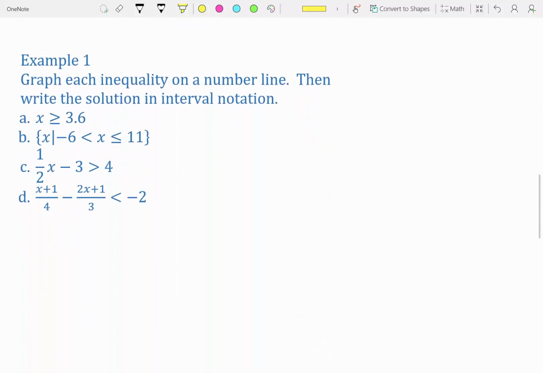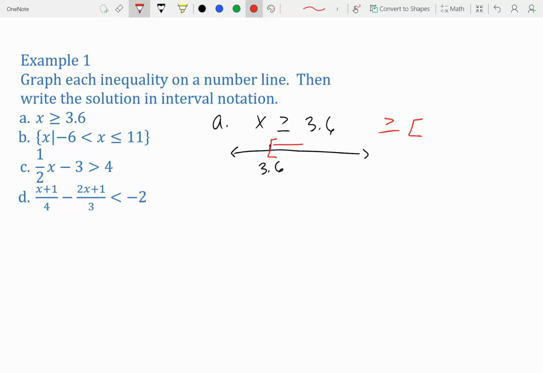Moving on to example 1. Example 1 wants us to graph each inequality on a number line, then write the solution in interval notation. So for A, we have x is greater than or equal to 3.6. Well, on a number line, that states that x is anything that's greater than 3.6. So if we have 3.6 here, it's greater than. But since we have the greater than or equal to symbol, we need to use a bracket. And we're going to any number greater, so we go to the right.